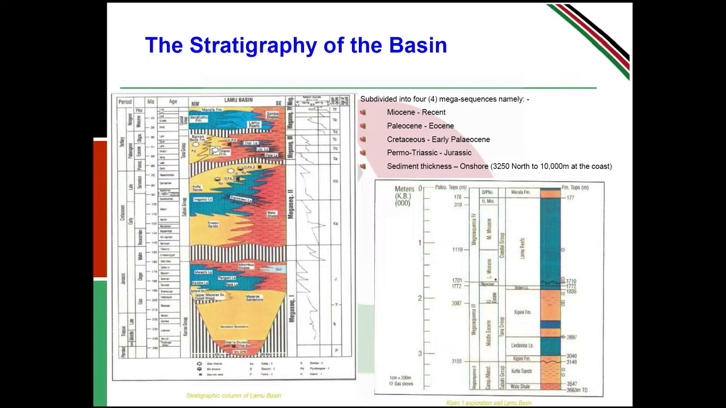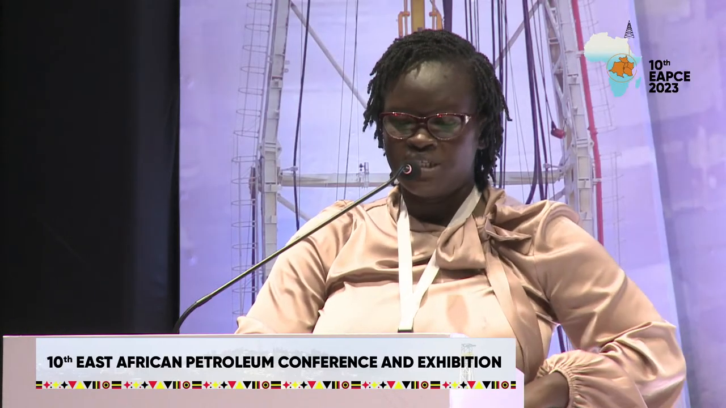Going up the column, we have the Turner group, which is Paleocene to Eocene, 68 million years to 45. The outstanding unit in this group is the Barren Beds Formation, which is a sandstone. We also have the limestones in blue, and the Simba shells, which are in orange.